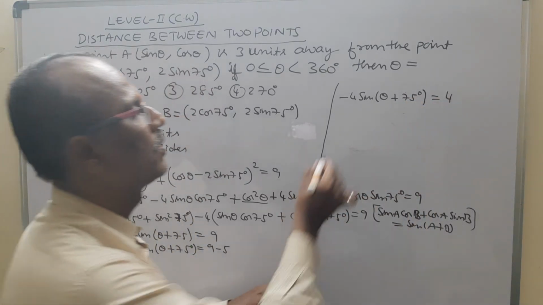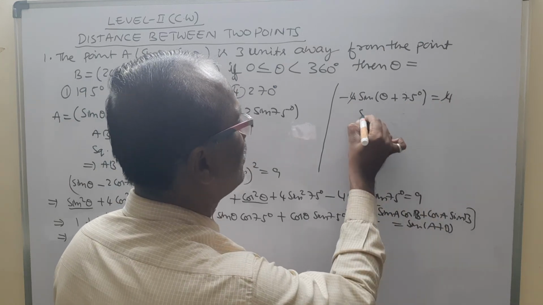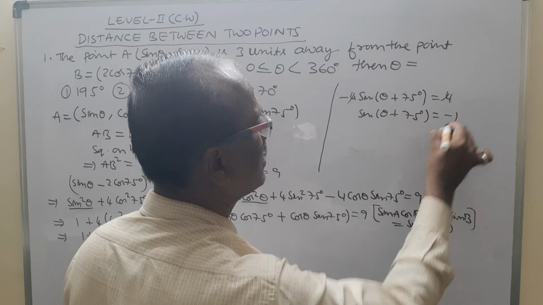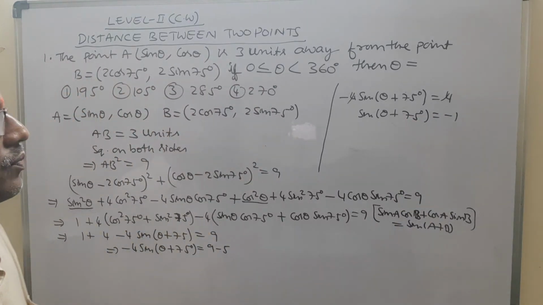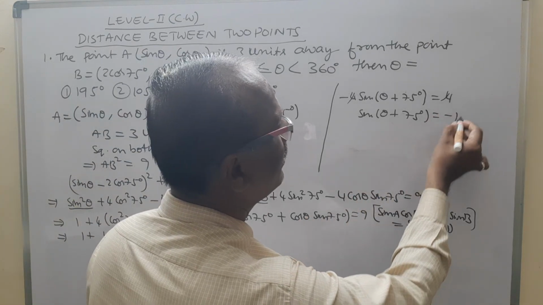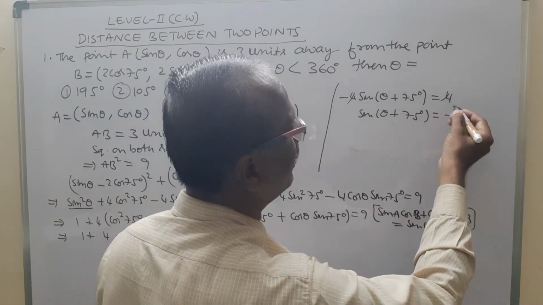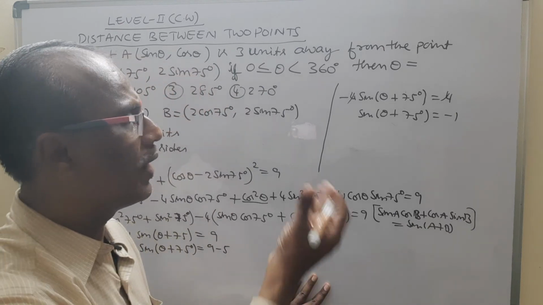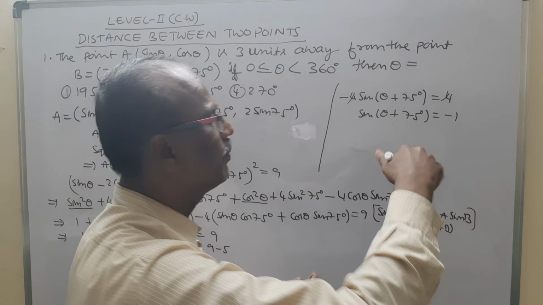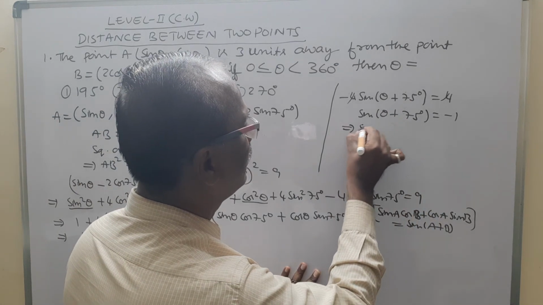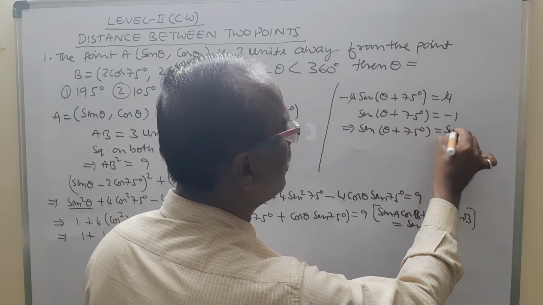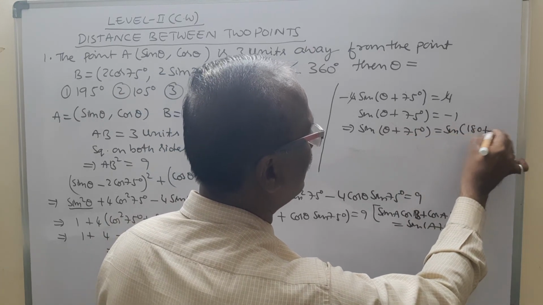Here 4 gets cancelled. Sin of theta plus 75 degree equal to minus 1. Actually, sin 90 degree is equal to plus 1. Here minus 1 is there, so take third quadrant, 180 plus theta. Second quadrant 180 minus theta, third quadrant 180 plus theta. Sin of theta plus 75 degree is equal to sin of 180 plus 90.